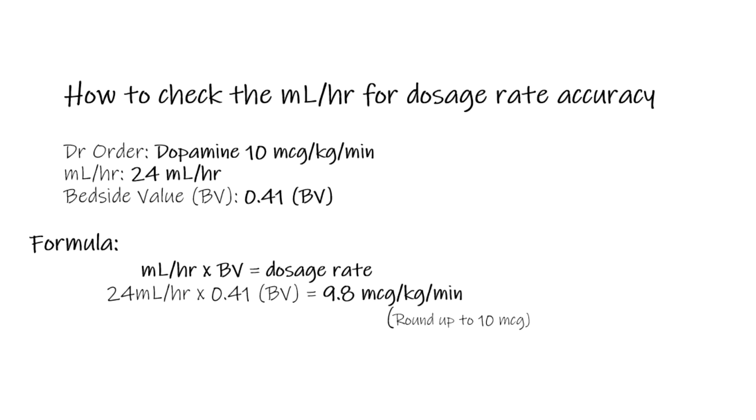So we need to check that flow rate for dosage rate accuracy. So we're going to take milliliters per hour multiplied by the bedside value equals the dosage rate. So we're going to take 24 milliliters per hour times 0.41 bedside value equals 9.8 mics per kilogram per minute. Of course, if you rounded that up, it would equal 10 mics.